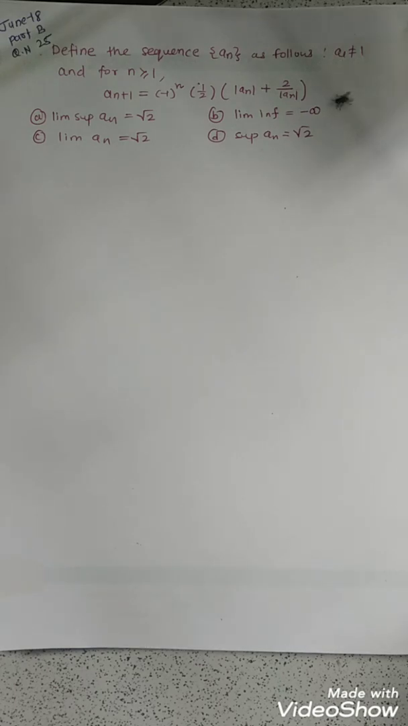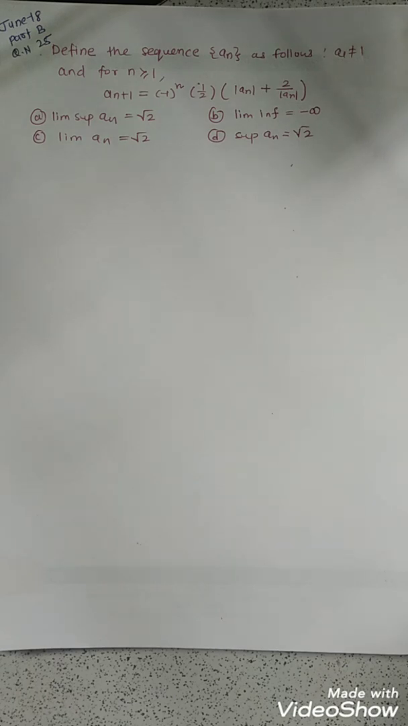Welcome all of you. So today we are going to solve one more problem for June 2018. This is part B question number 25. What the question says, define the sequence an. This is how they have defined.